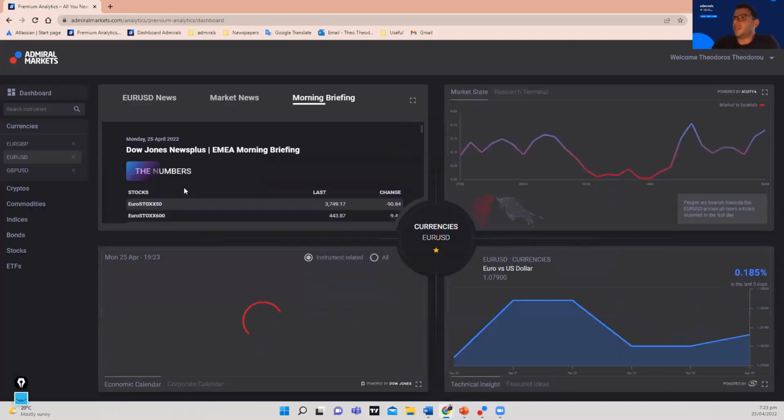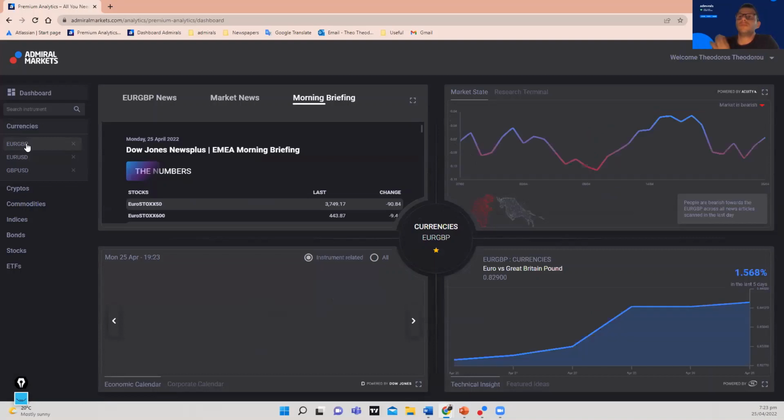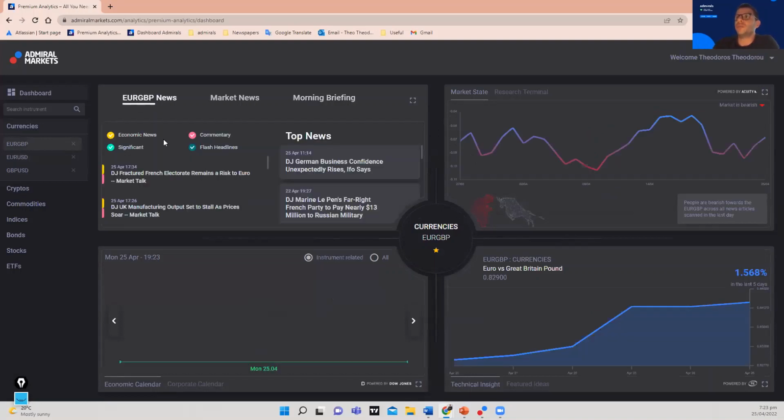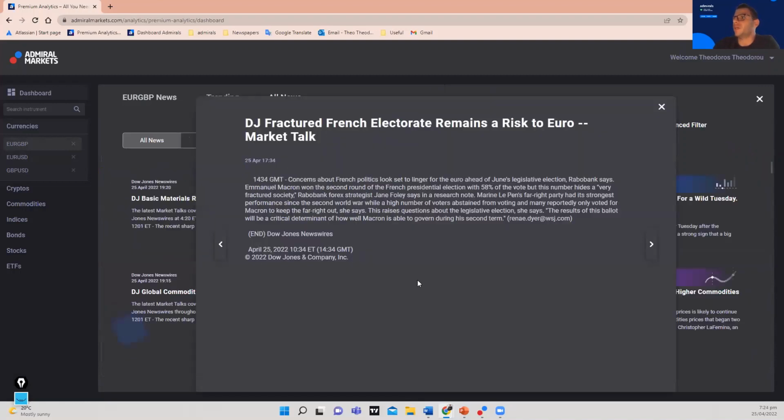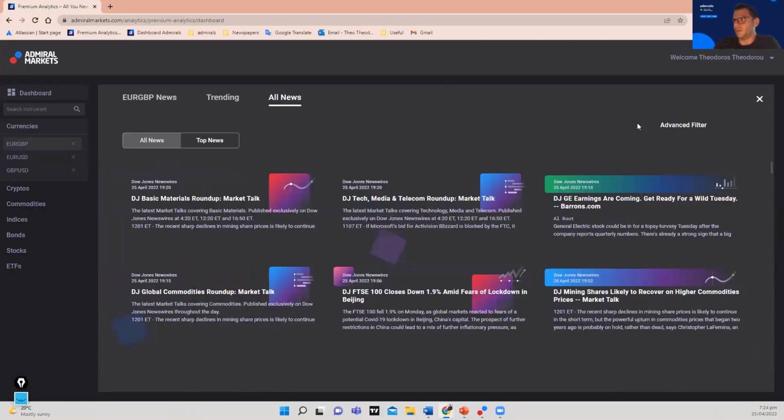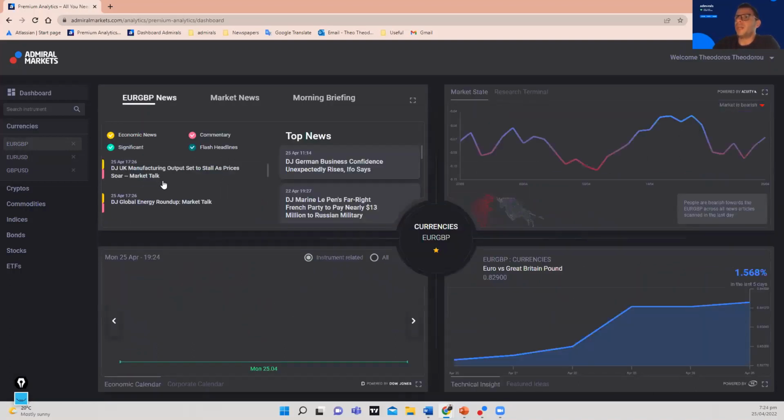Okay, if you are trading, for example, Euro GBP, you can come here, Euro GBP news, and you can just click, opens the window here. You just read a few lines about what's relevant with this news. And you can do it for any currency pair you want or any instrument. You can just search it here, as we said before.